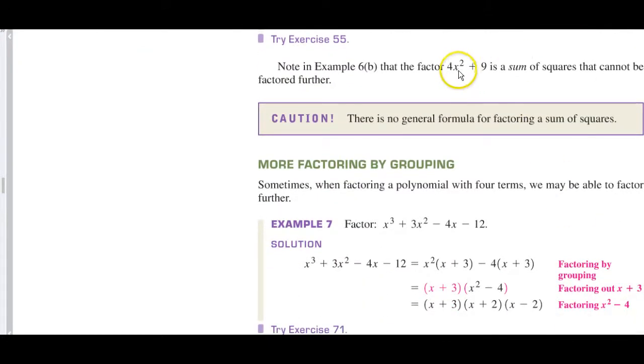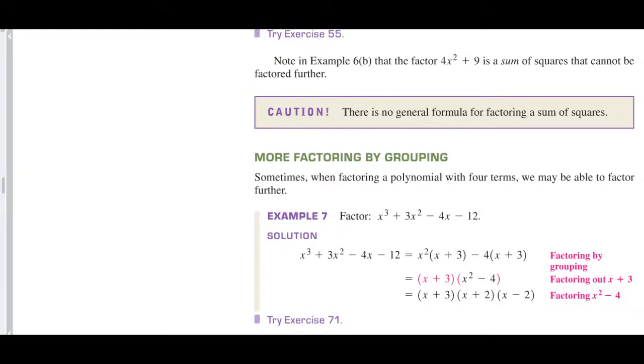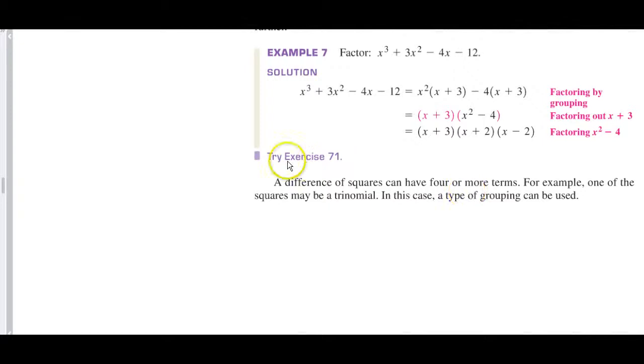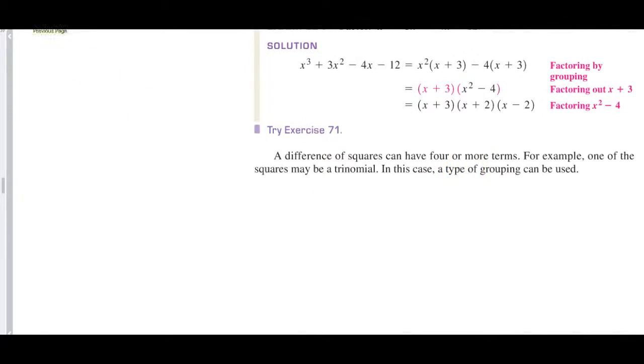And here they are featuring that too. They're saying the sum of perfect squares is not factorable. I see that's getting a little bit toward the end there. Let's see if I can make that a little better. Okay. All right, let's go on.